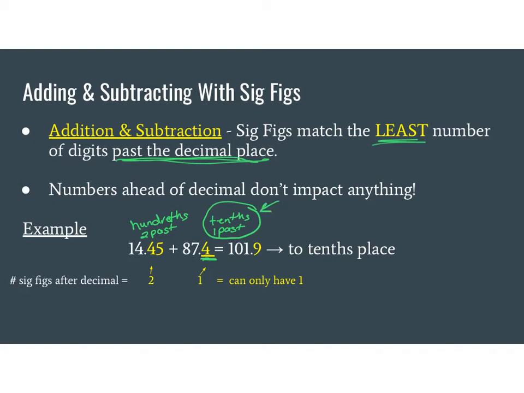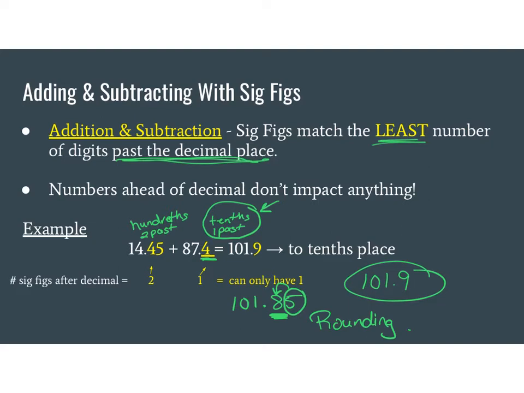When you put this in your calculator, of course, this is not quite the answer that you get. You end up getting 101.85. However, we can only go to the tenths place, and this is where rounding is going to occur. We look at this 5. What does it do to this 8? Based on rounding rules, 5 and up, round up. So that's how we get 101.9 as an answer here. That would be the proper sig fig answer.